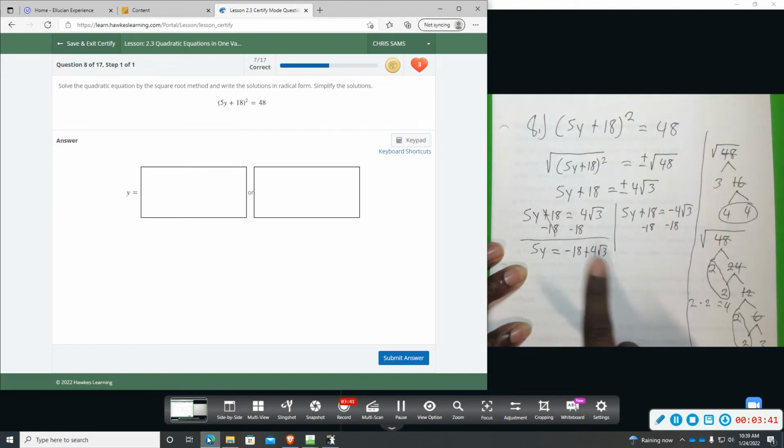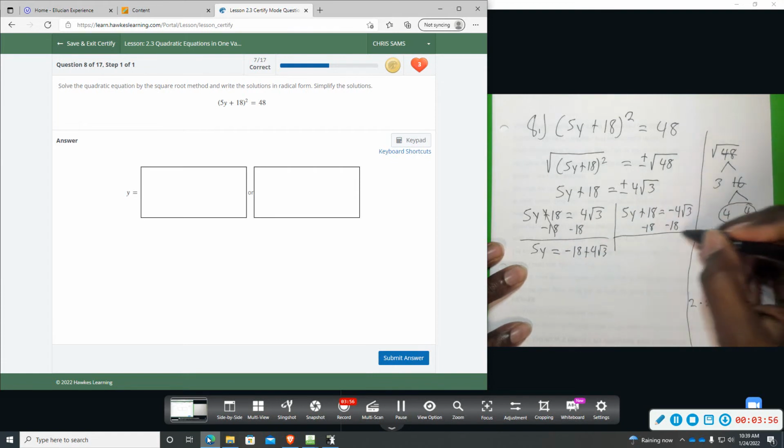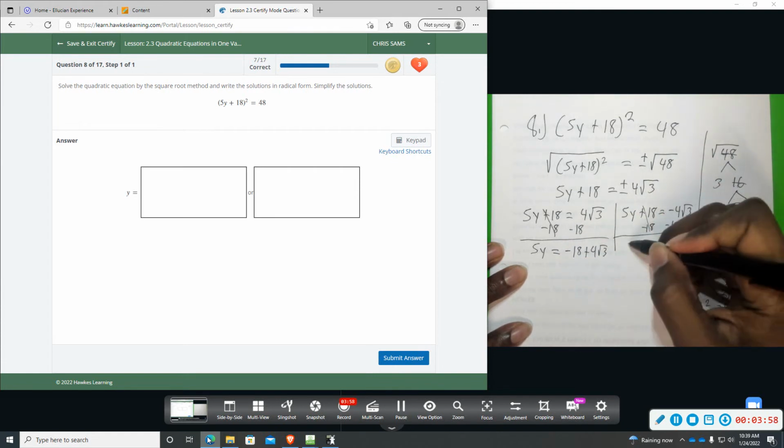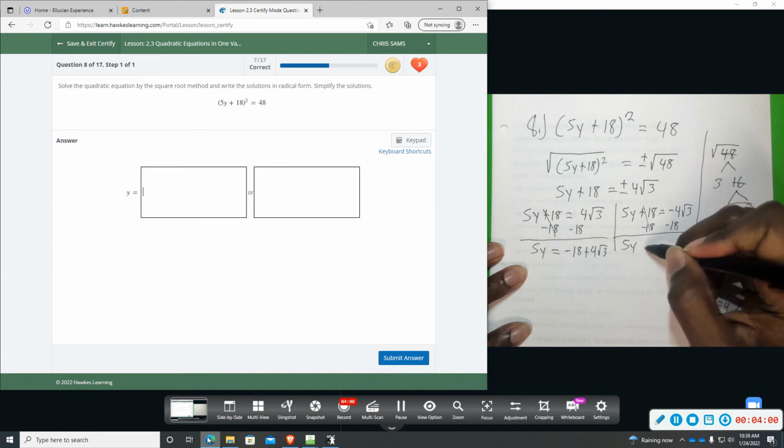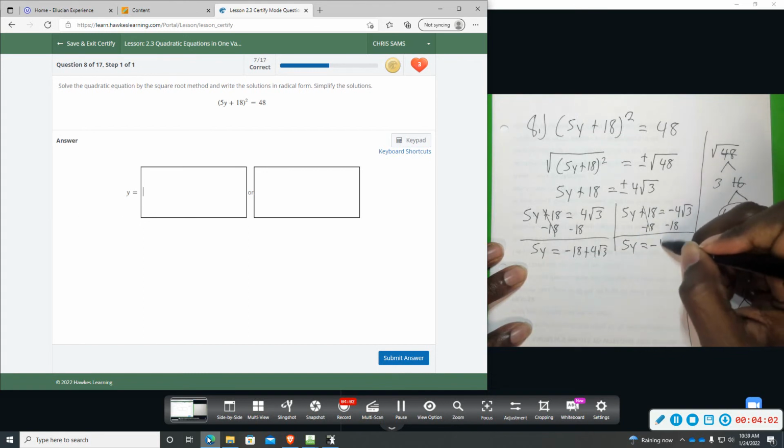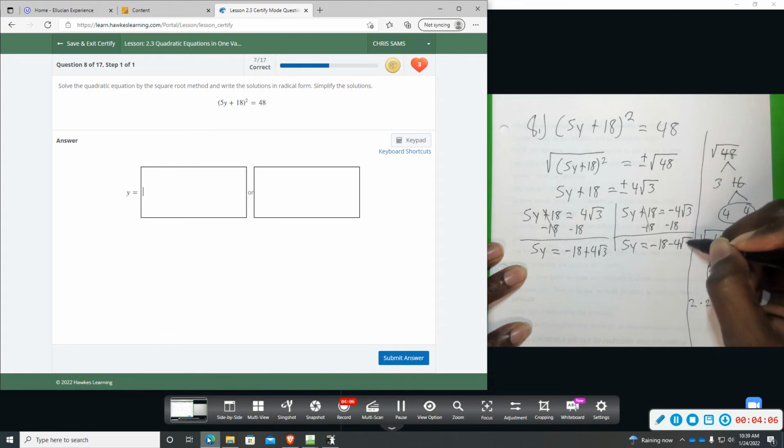You cannot combine these two. This 3 attached to this is acting kind of like the variable x, and 18 does not have a square root of 3 part at the back, so you cannot combine those two. You got to leave it separate. Same thing over here. It's going to go to 0. 5y equals negative 18, and it's going to be minus 4 square roots of 3.